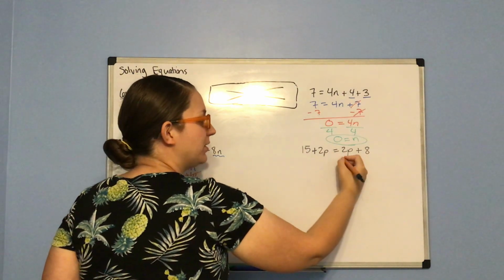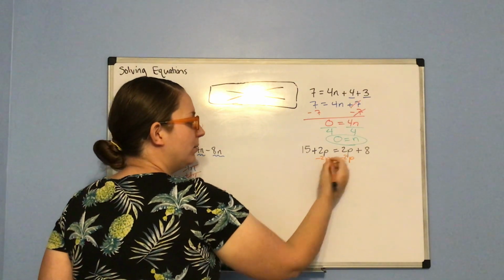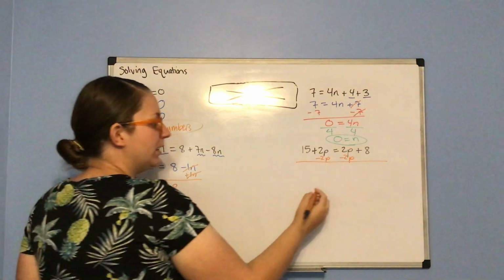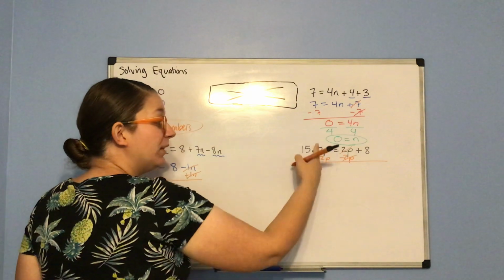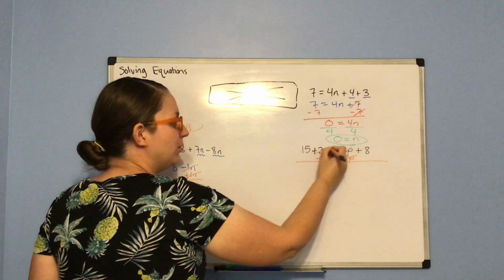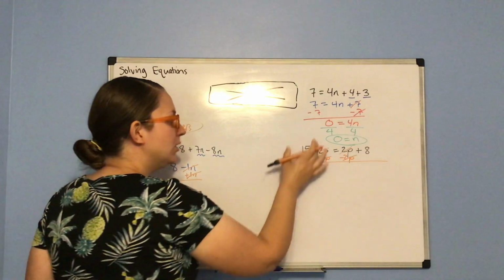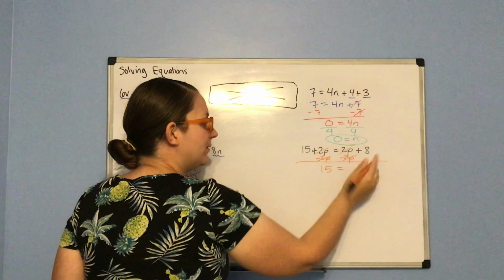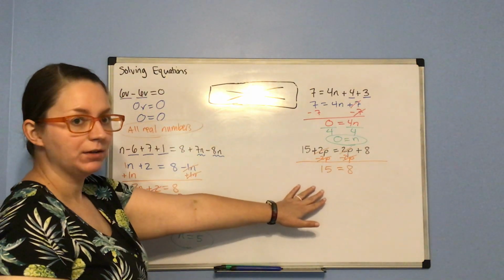The opposite of positive 2p is negative 2p, so I'm going to subtract 2p from both sides. When I do that, these cancel because 2p minus 2p is 0, but they also cancel here because 2p minus 2p also equals 0. So all that's left on this side is just 15. All that's left on the right side is just 8. So this is yet again another special situation.